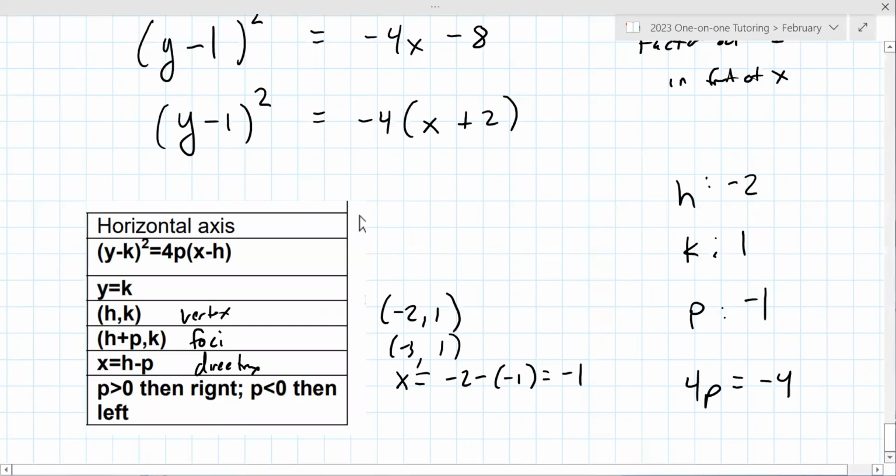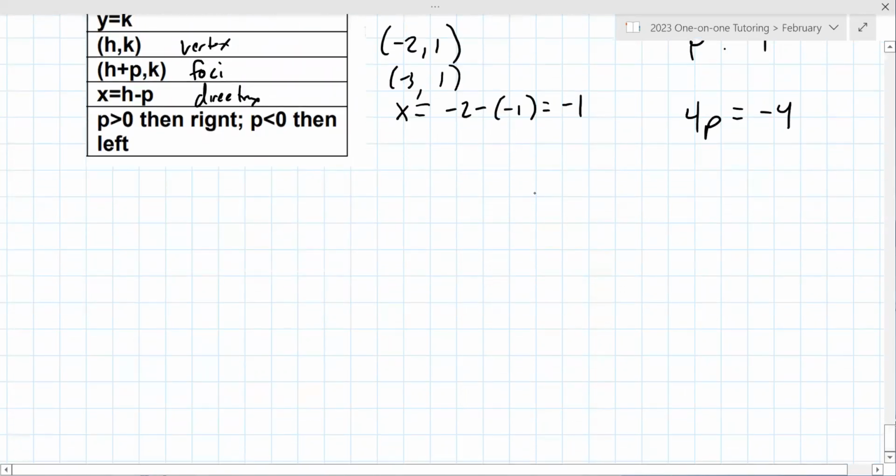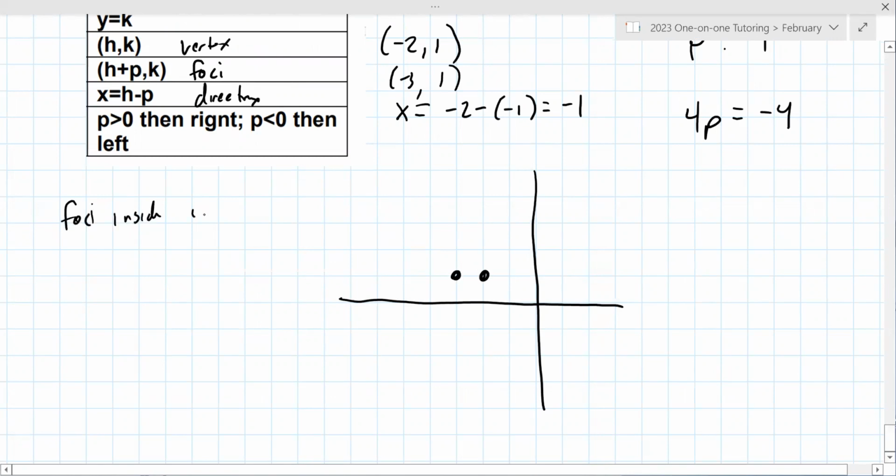All right, so this is enough to graph it here. You start with the vertex -2, -1. So there's that. The foci is -3, 1. Okay, and the foci is always contained inside the vertex, and this is true in all of them. So this tells us that it looks like this.